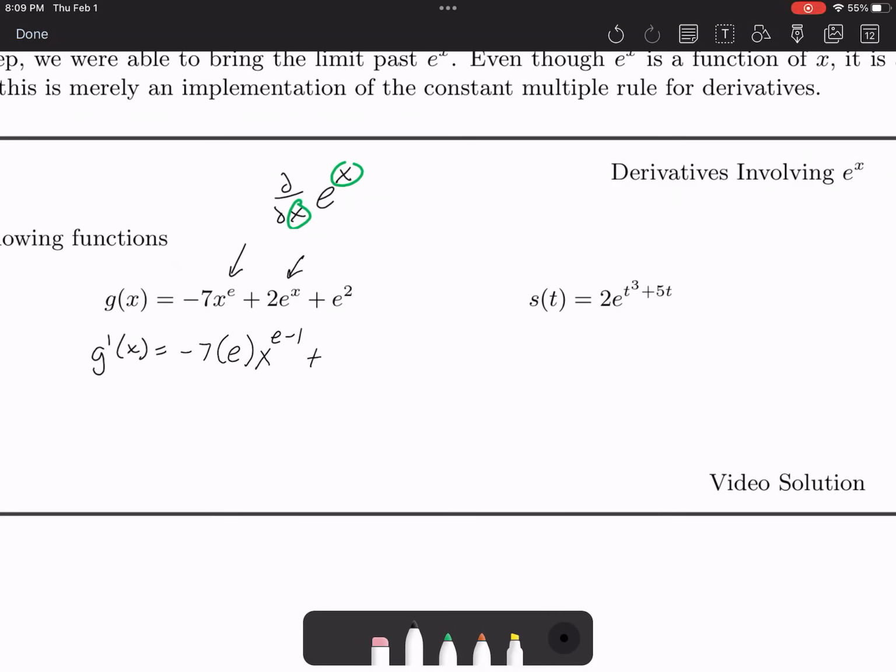Now, this term is the exponential function, so we will differentiate that. It differentiates to itself. This, even though it has an e in it, is just a constant. There's no x's there.